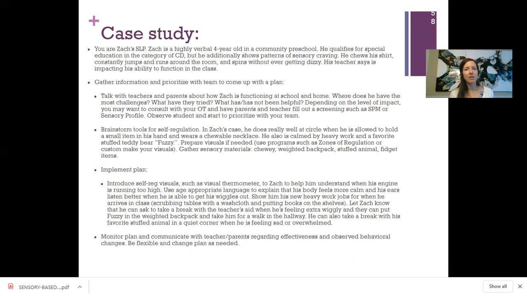So in Zach's case, he does really well at circle when he's allowed to hold a little something in his hand, or when he wears a chewable necklace. He tends to be calmed by heavy work, and then he also has a little favorite stuffed animal. So then you would prepare with your team some visuals.